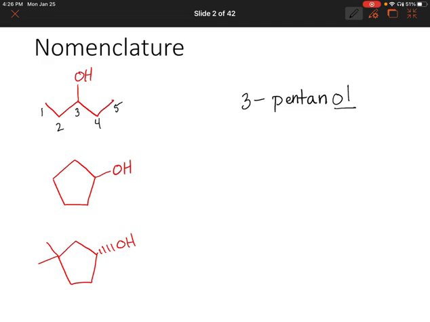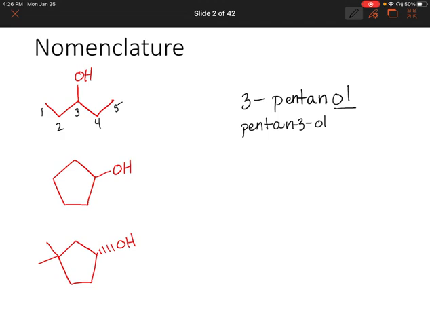Now, there is another way that you could write this. You could write pentane 3-ol. So you could put the 3 in front of the OL. Whichever one you prefer is fine. They're both correct.